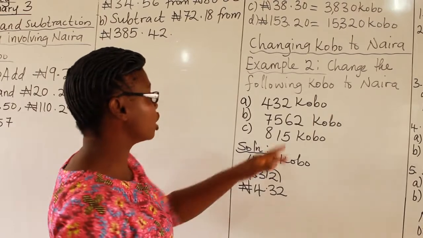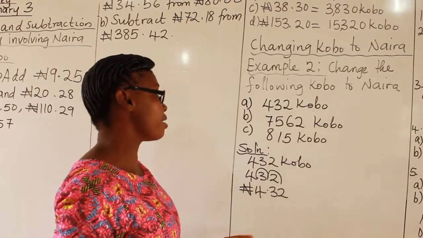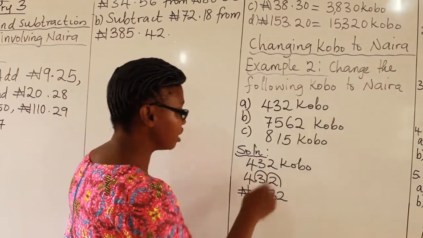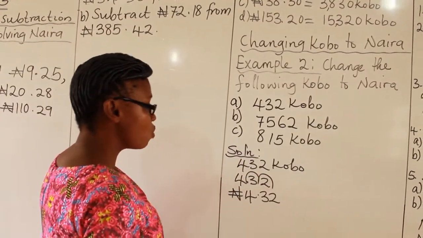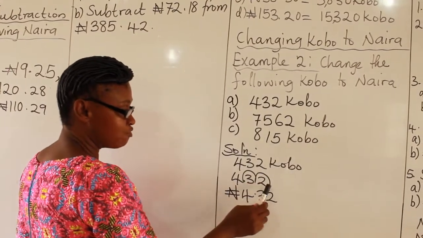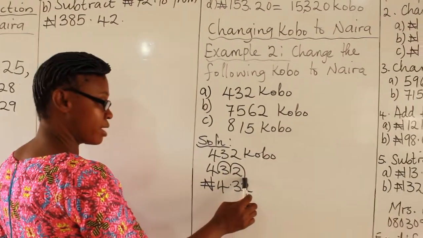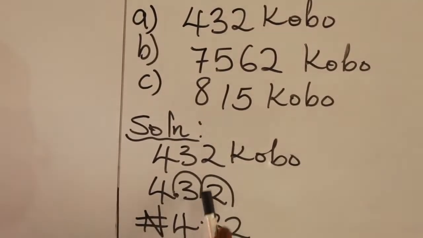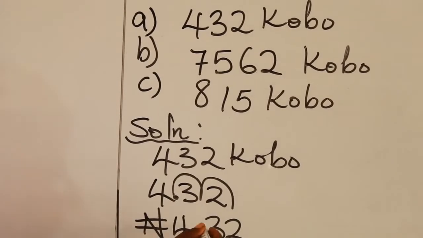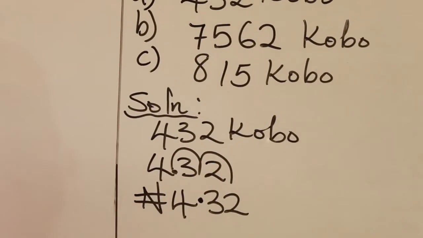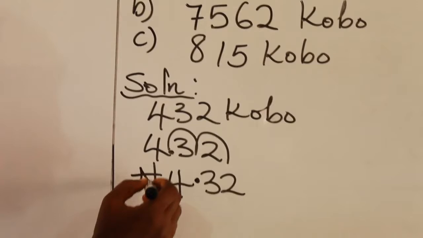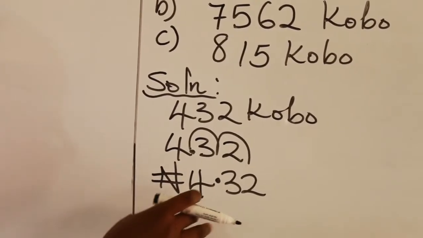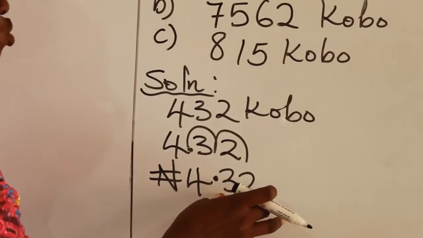But for changing from kobo to naira, I've written out my numbers here. We had 432 kobo. What I'm saying here is this, that from the back side, from the last number, you count 2 decimal places, 1, 2, and then you fix your point, you put your dot there. And then you place your naira sign in front of your number. And so we have 4 naira 32 kobo.